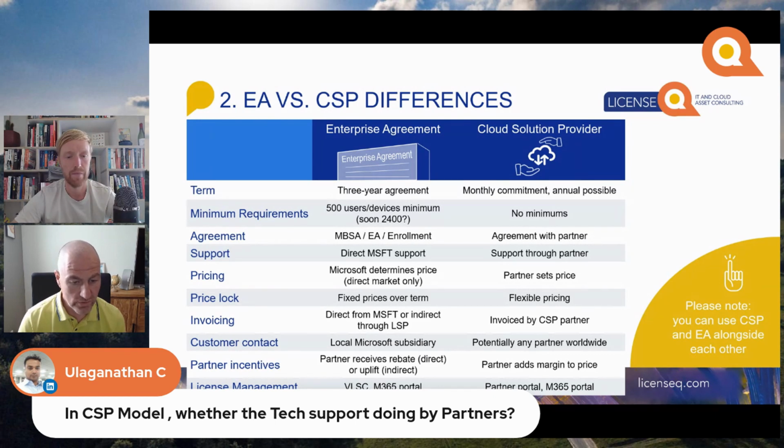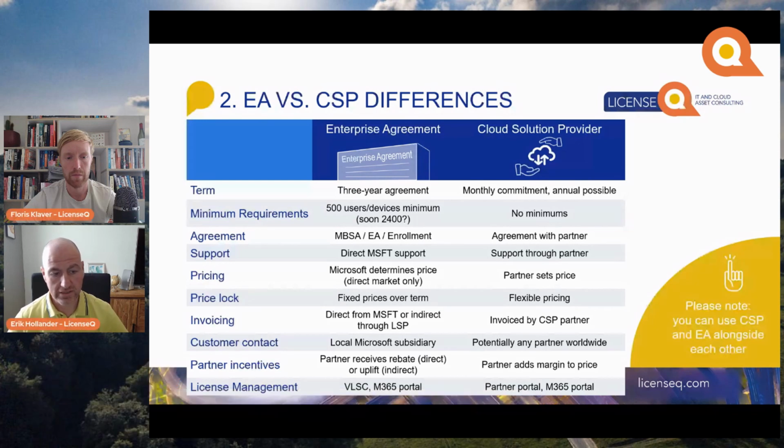In the CSP model, is the tech support done by partners? Yes. So in practice, the first line support has to be done by the partner who is delivering the license. What we often see is when that technical support isn't sufficient, they often escalate to Microsoft and they integrate them into the ticket as well. And then you are dealing with Microsoft again. But the first line support should be done by your partner.